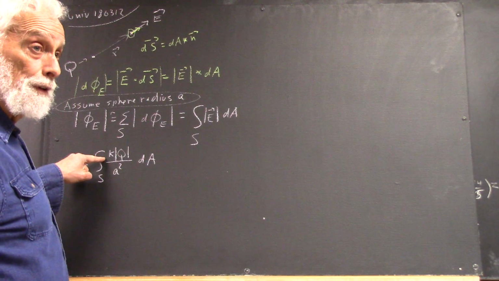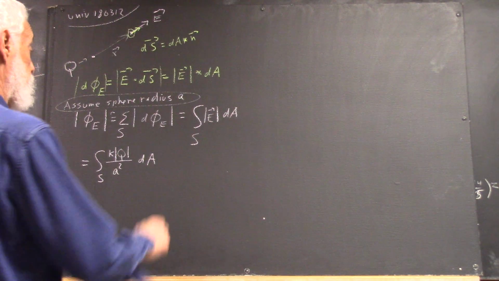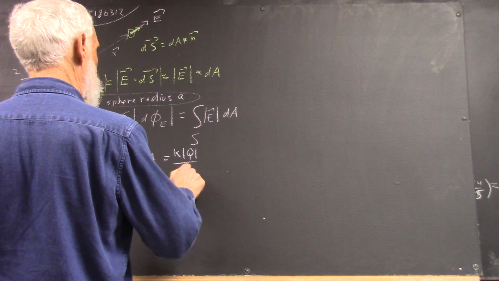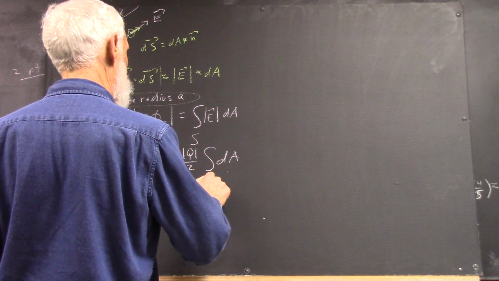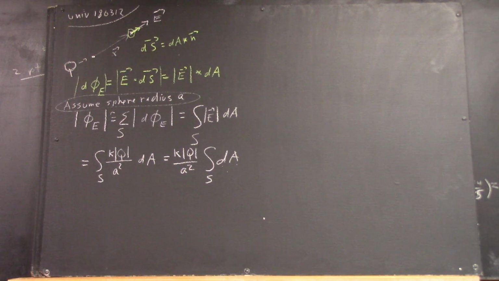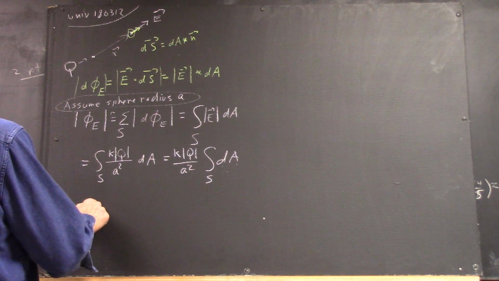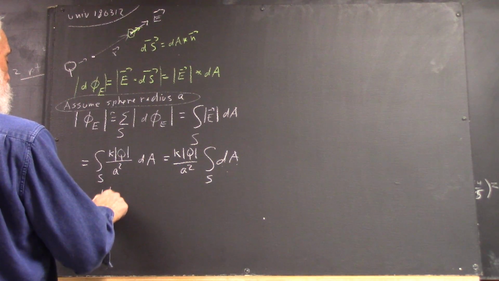Is k constant? Yeah. Is 4 constant? Yeah. Is A constant? Oh, gee. So that means we've got k magnitude of Q over A squared times the integral over the sphere of the surface area dA, right? And what's that? I mean, that's the area. You just get the area.